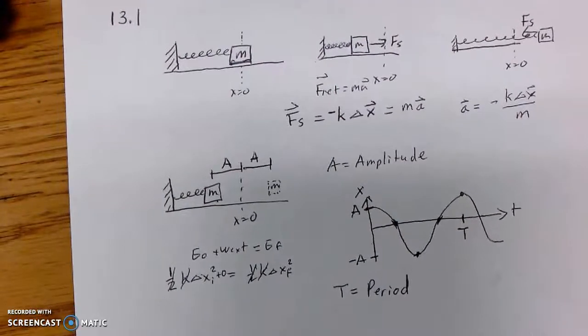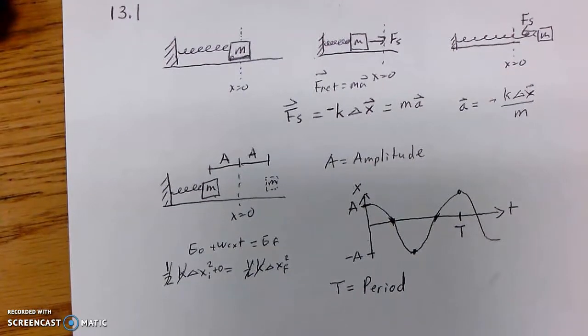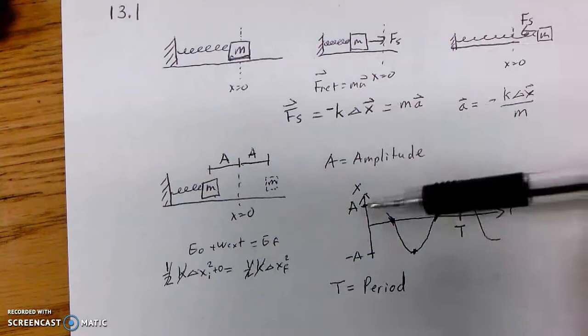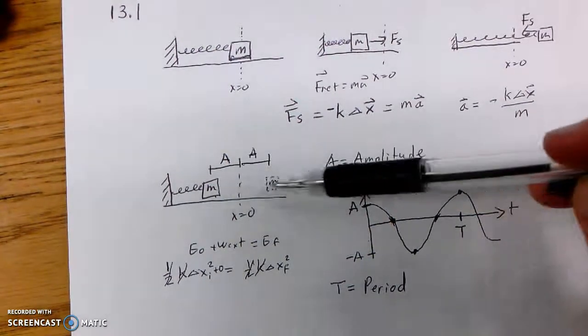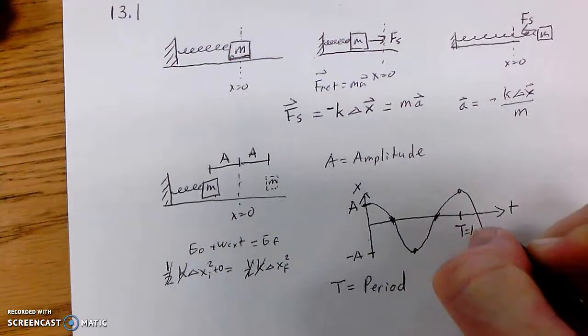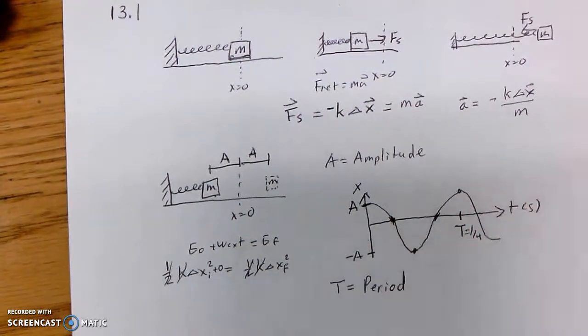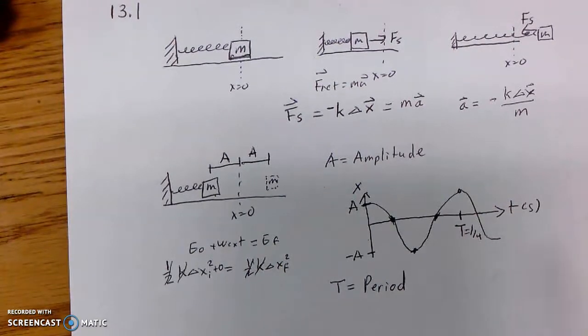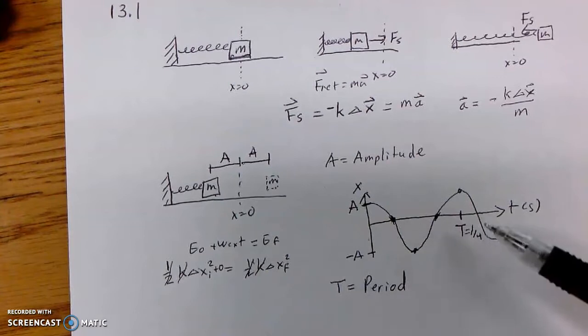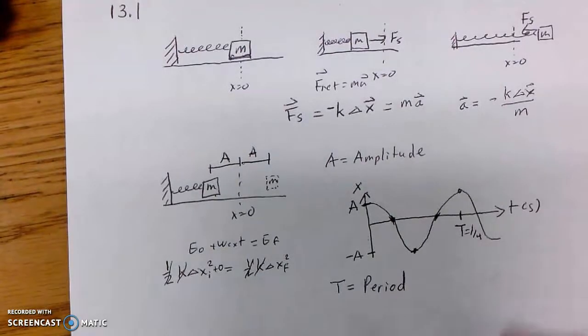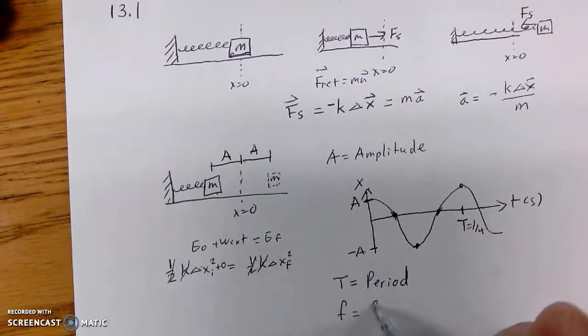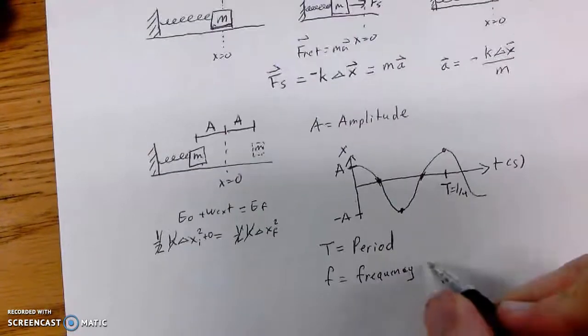And then there's another thing we haven't talked quite so much about, but let's suppose that it goes back and forth here. Suppose that the period is 1/4 of a second. Well, how many cycles does it complete in 1 second? If it takes 1/4 of a second to complete one cycle, it can complete 4 cycles in 1 second. So that's called the frequency, which is the cycles per second.